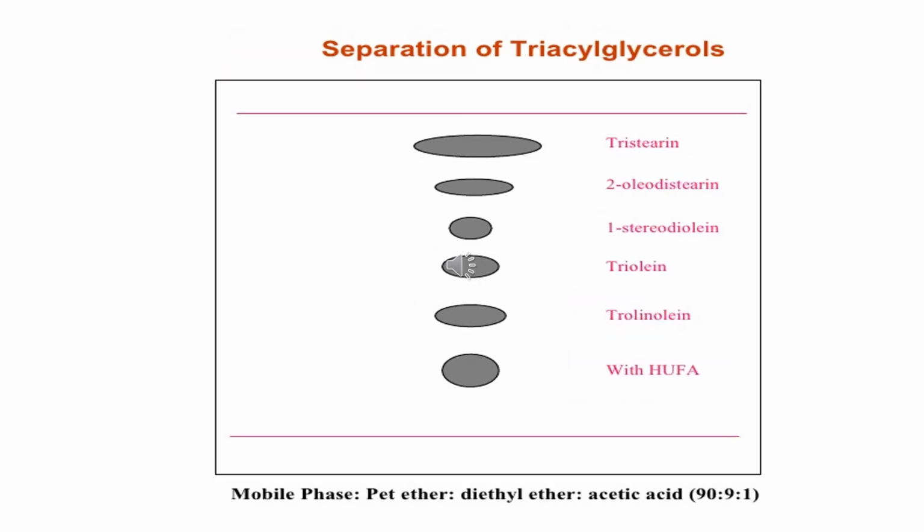In the case of separation of triacylglycerols, examples are tristearin, 2-oleodistearin, 1-stearodiolein, and trilinolein with HUFA. Mobile phase is petroleum ether to diethyl ether to acetic acid in the ratio of 90 to 9 to 1.